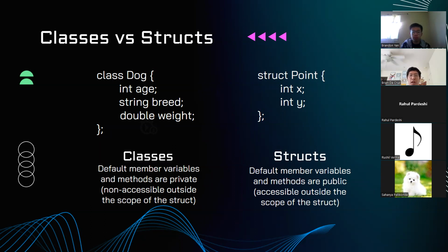So by default, if you don't change this, the variables and the methods of the class are going to be private, which means they're not accessible outside the class. So basically, I can't access age, breed, and weight outside these curly braces, because the members of the class are private. They're not accessible outside the struct or the class. The difference with the point is that for the point, you can actually access X and Y outside of the class. This might be useful when you're thinking about who should be able to access or change your code for specific objects inside your program.